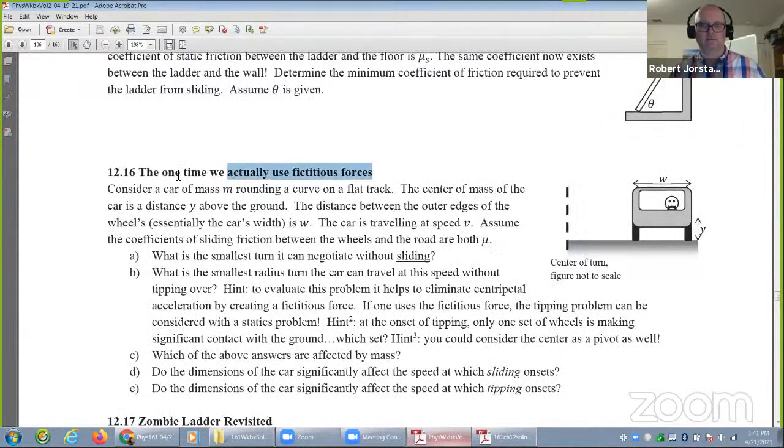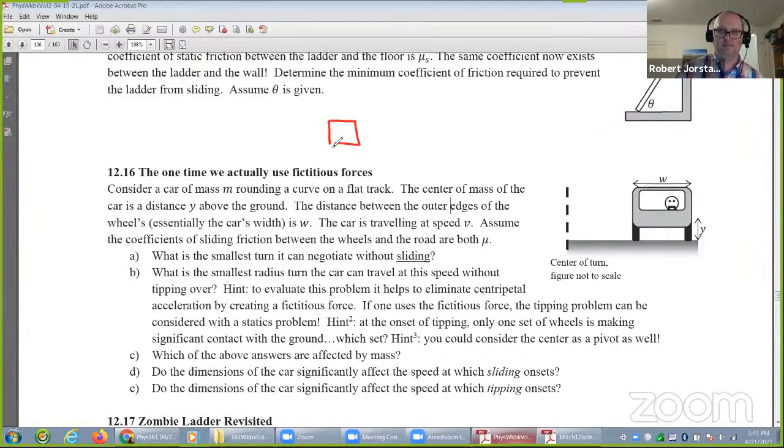Now, this is the problem I actually wanted to spend time on briefly. We don't usually do fictitious forces, so I'm going to do a quick review of fictitious forces. Remember, let's say you have a block like this, and you're pulling it this way. And let's say there's a normal force, and there's mg. If you applied these forces, do you agree the block would accelerate this way?